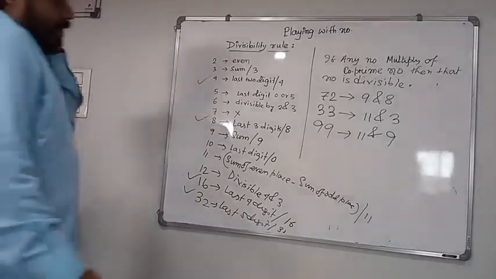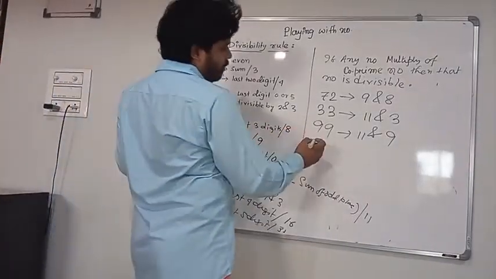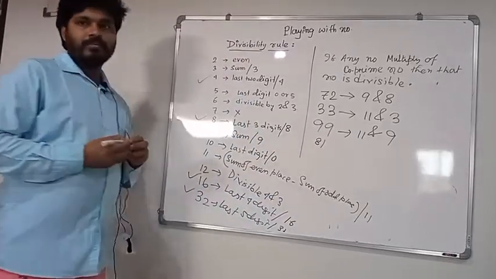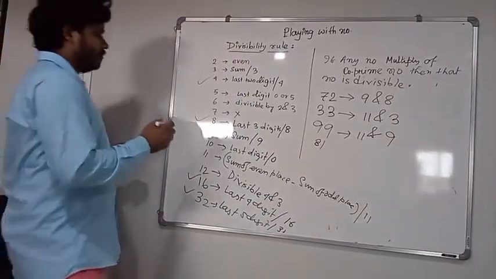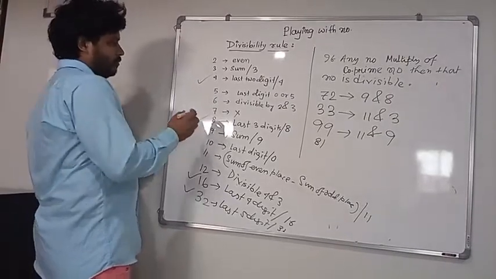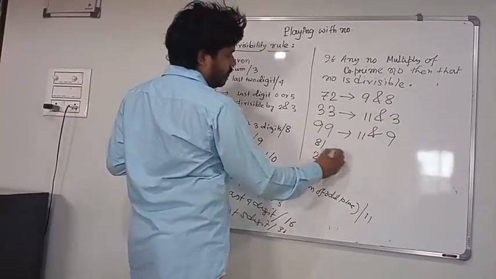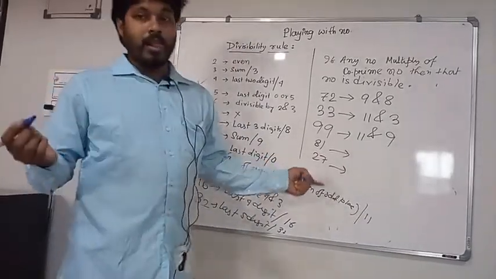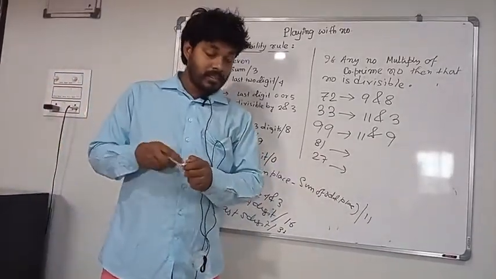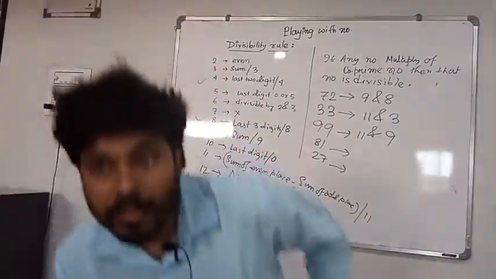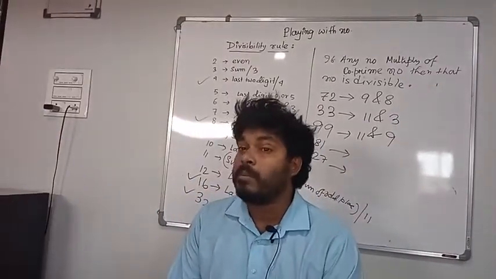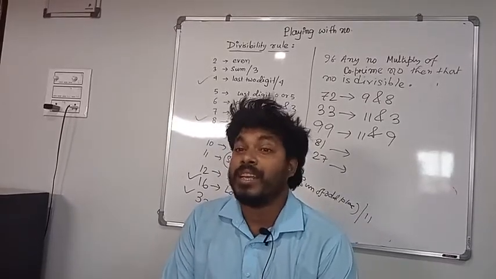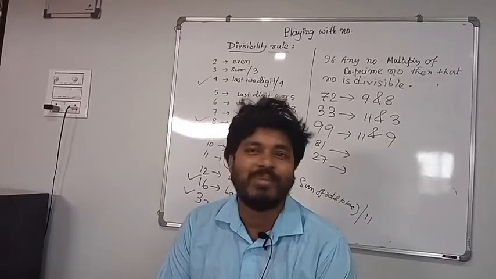Now I am telling you the divisibility rule of 81. Now can you say, everyone? Yes. Now the divisibility rule of 27: divisible by 3 only, then divisible. Okay, 9 also. 33 is divisible by 3, but 33 is not divisible by 27.